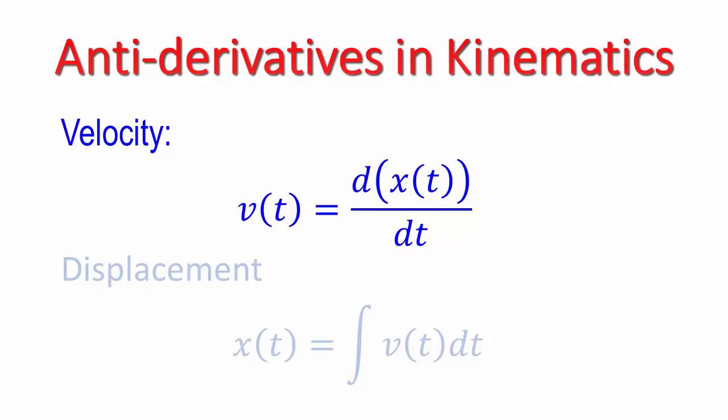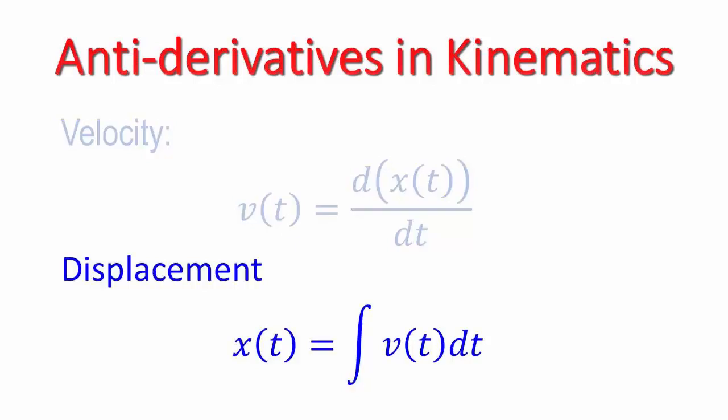The definition of velocity is the rate of change in position. So v of t is dx/dt. So if I'm going in the opposite direction, if I've got the velocity and I want position, to find x of t, I need to find the antiderivative of v of t.